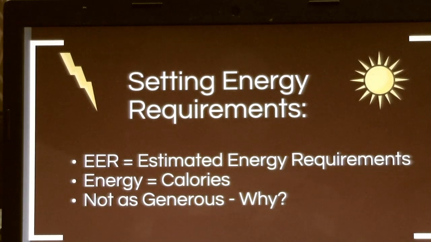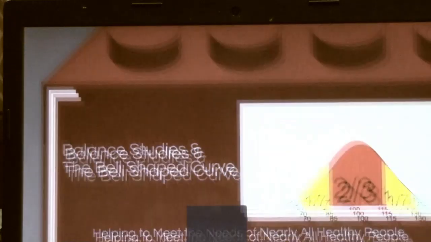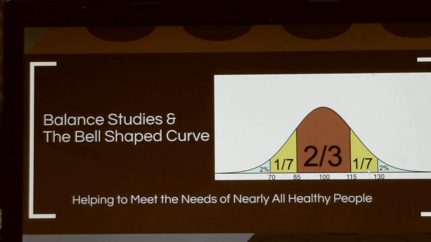Now, energy requirements, meaning calories, are set a little differently. Under estimated energy requirements, we're not going to use the same place on that curve. We're not as generous with that. So if I go back to that curve where our nutrients were set out here, somewhere around here, our energy requirements are set at that halfway or average point.